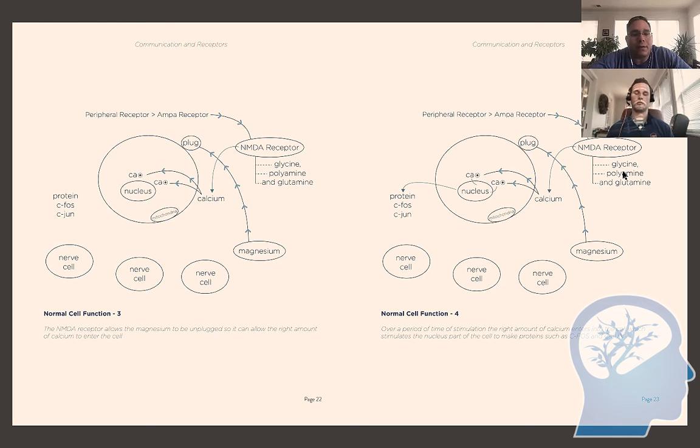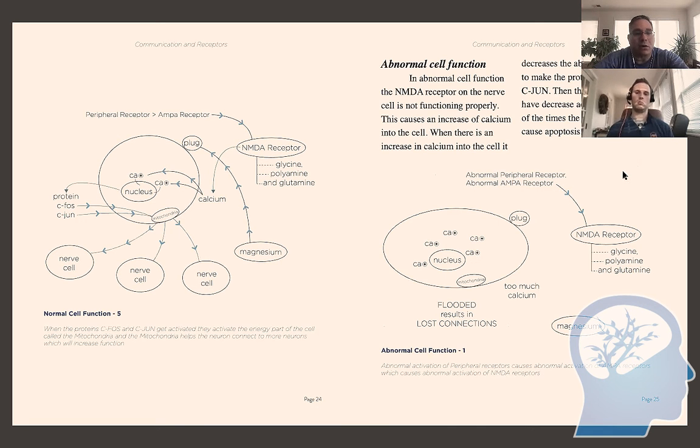When you get calcium into the cell, if you do that enough times, so if you do that 3 or 4 times a day over a 7 to 10 day period, enough calcium comes in that the calcium stimulates the nucleus of the cell to make a protein. And these proteins, called c-Fos and c-Jun, activate the energy part of the cell called the mitochondria. Now, when the mitochondria get activated, that's where you make new connections.